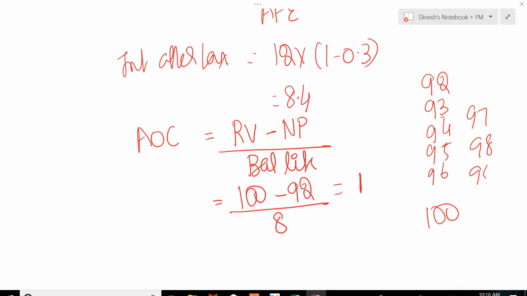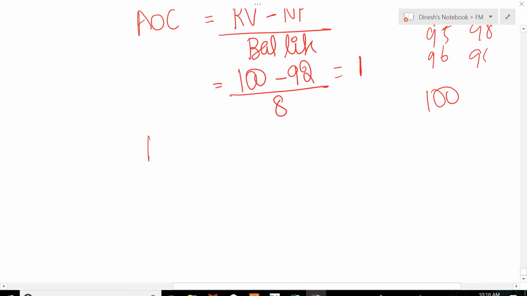This is applicable only in case you are using the current market price. If you are using the issue price, it means the whole life is still pending, because the issue price is basically today's price. When it's today's price, it means the whole life is still pending. So 100 minus 92 by 8 is 1. Any doubts on this? Next, average funds employed.